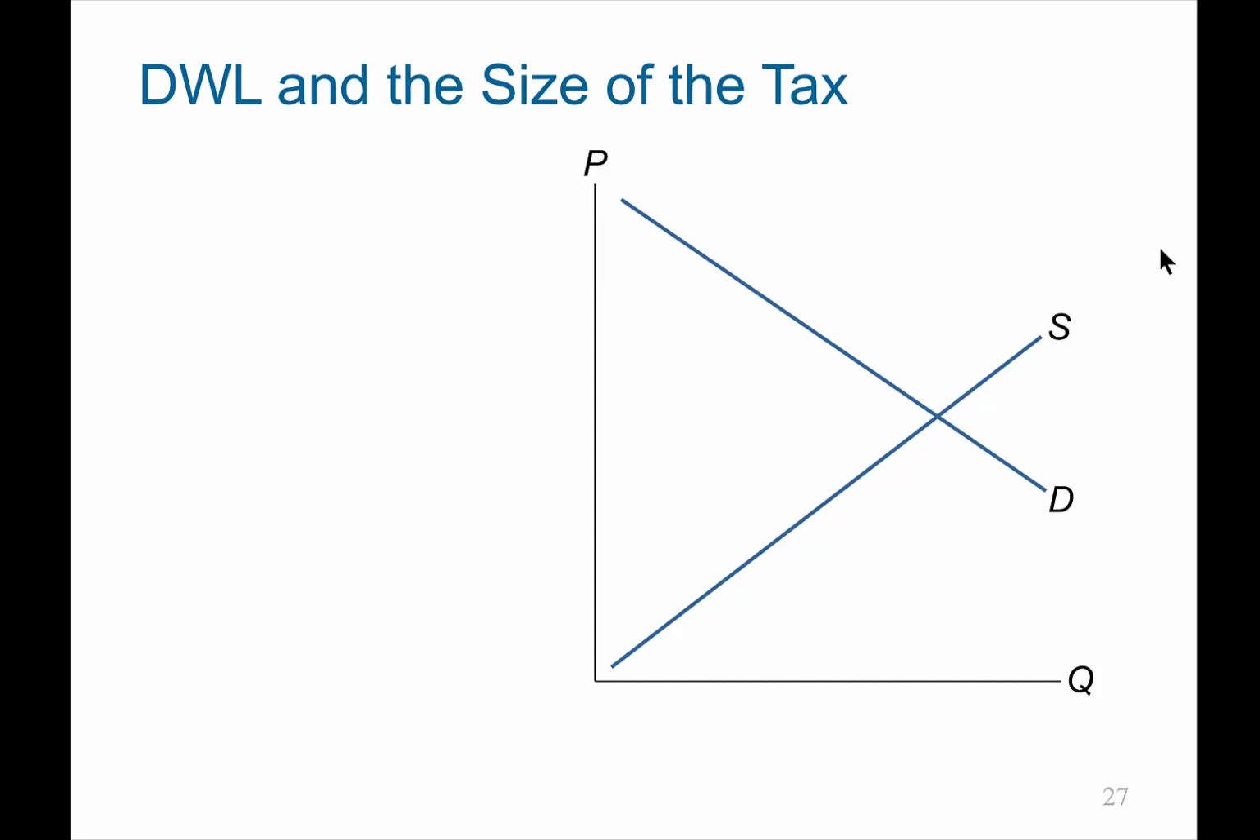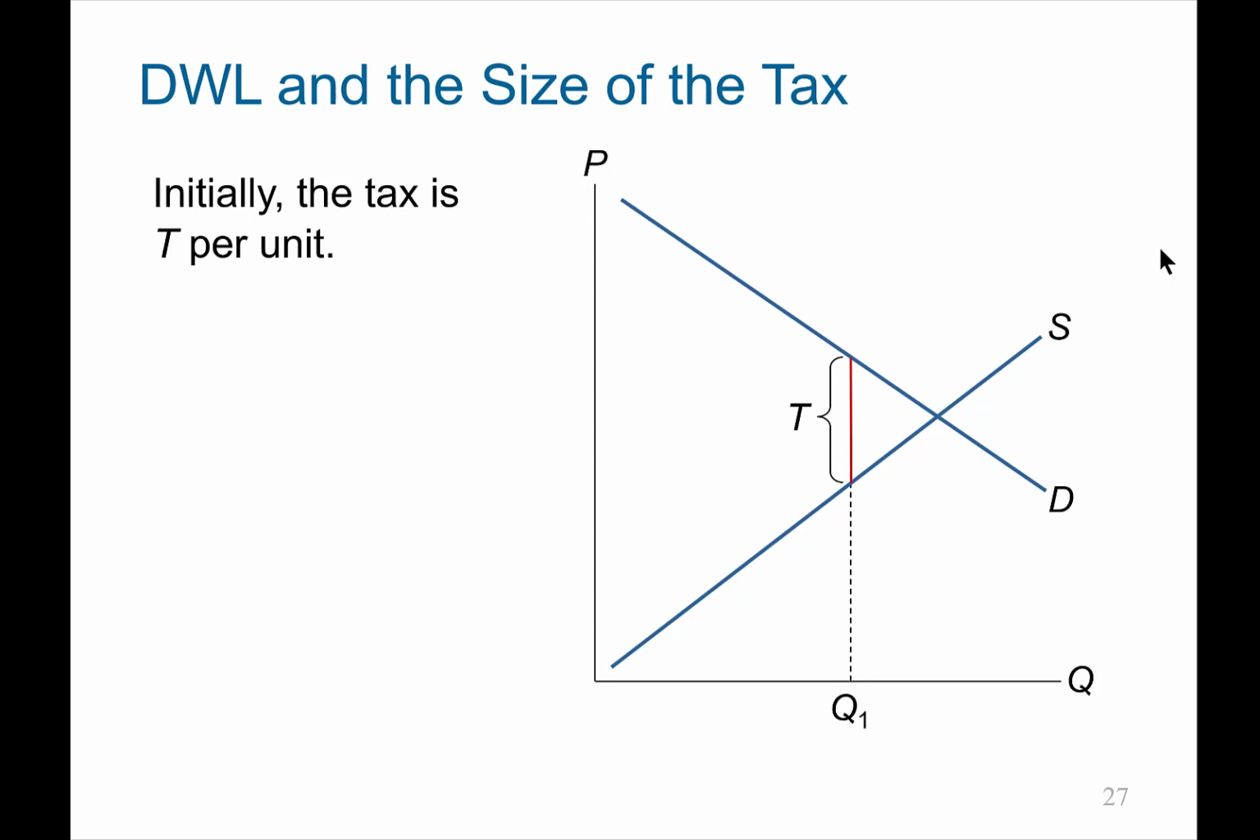And so here's our market. We're in equilibrium. And we initially impose a tax of T, right? And we know that our equilibrium quantity with this tax, our QT as we've called it before, would be Q1. And our deadweight loss would be this region in here, right? There's our deadweight loss.